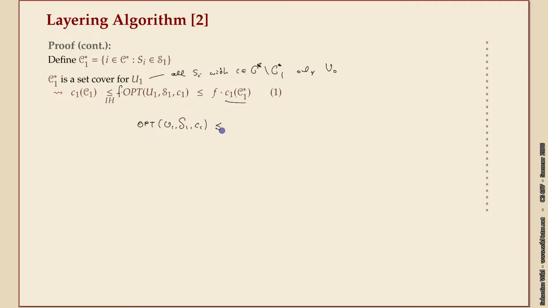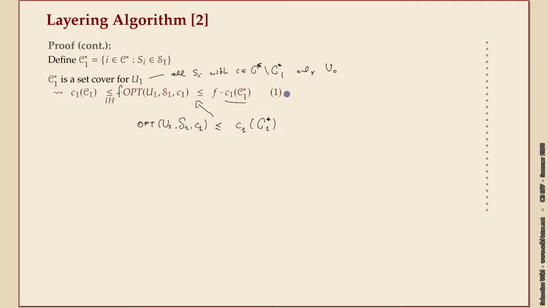Never use curly letters. It's always a pain. That's U1. Commas and ones also look the same. Maybe I should write them like this. So that's C1 of the curly C star 1. That's what we're using here. And the F is coming from there.